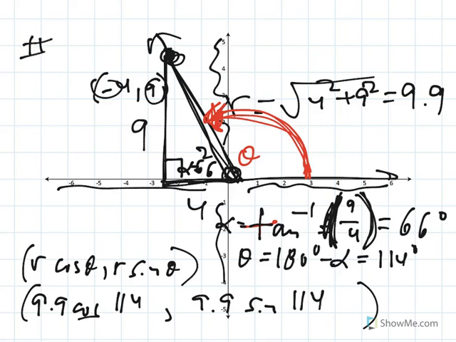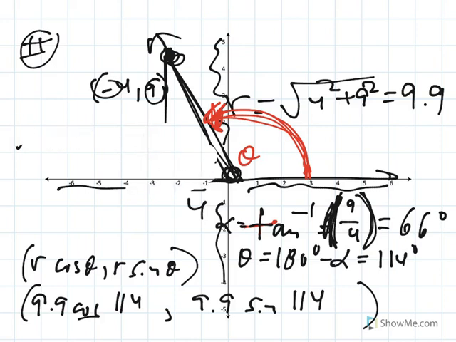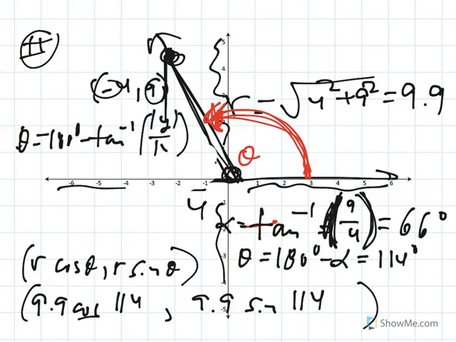So for quadrant 2, theta is going to be 180 degrees minus tan inverse. Give myself a little more room for that. Theta is equal to 180 degrees minus tan inverse of, I'm just going to say absolute value y over absolute value x. So I ignore the negative sign if there is one.